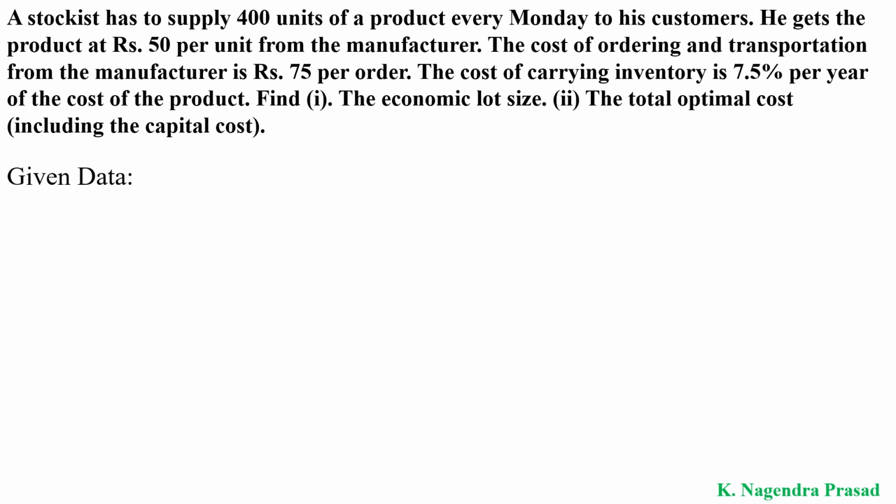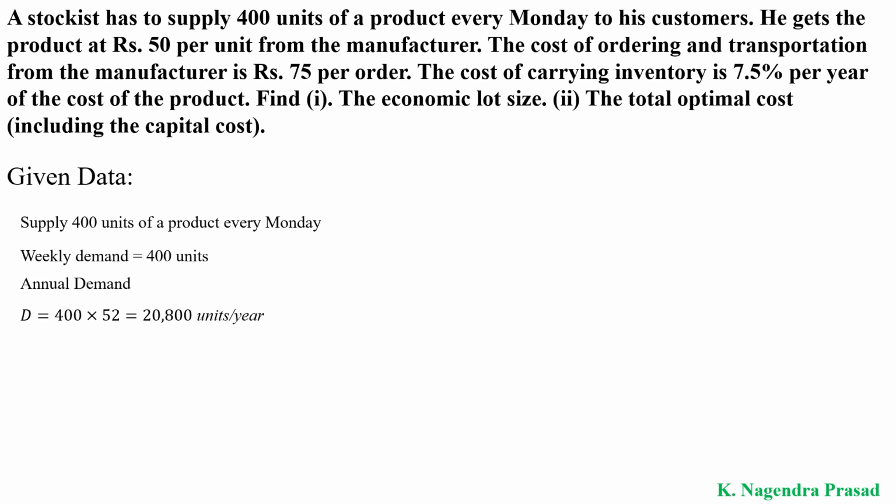So here it is given a stockist has to supply 400 units of a product every Monday to his customer, which means it is given the weekly demand, which is 400 units. So there are 52 weeks per year. Then annual demand will become 400 into 52. So annual demand capital D equal to 20,800 units per year.